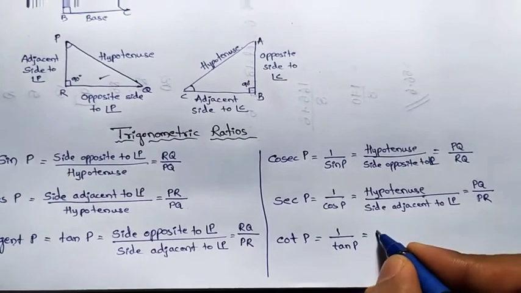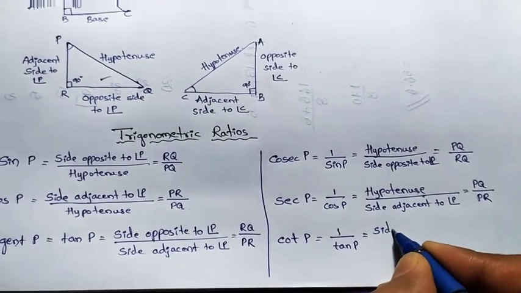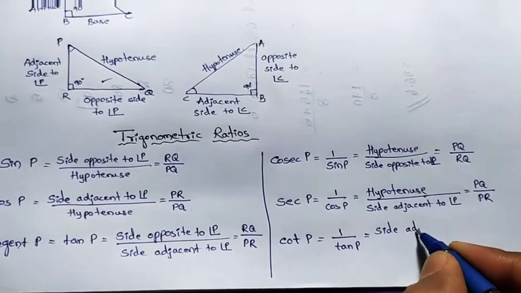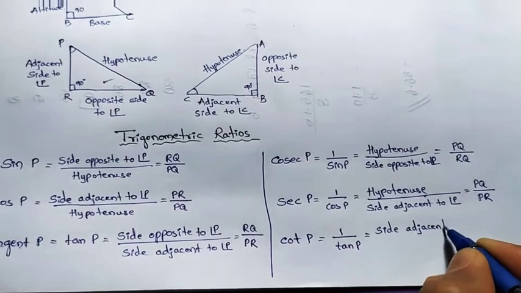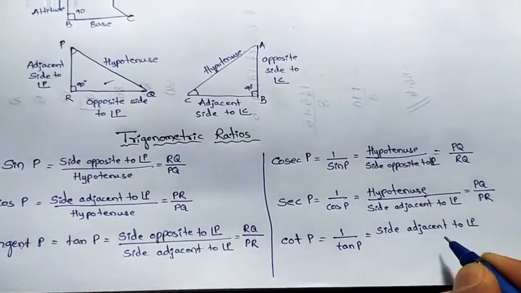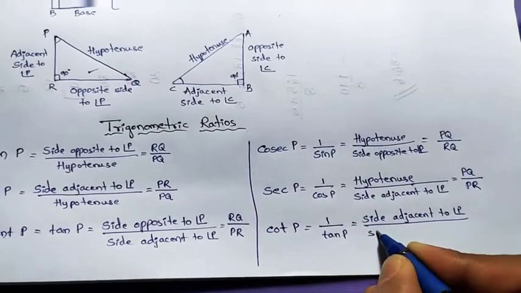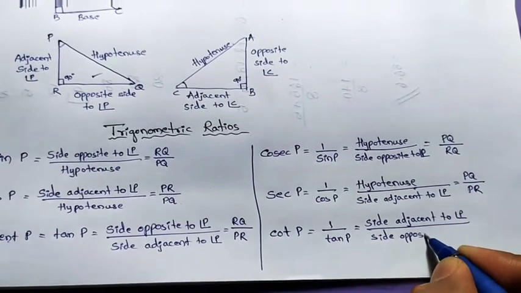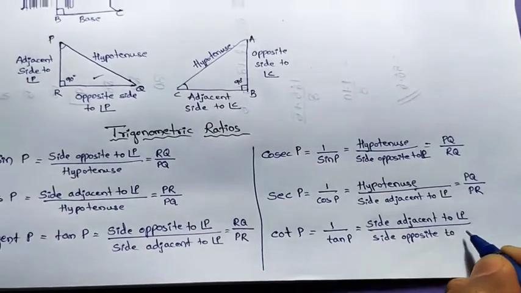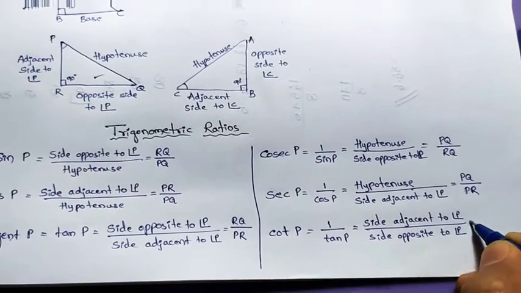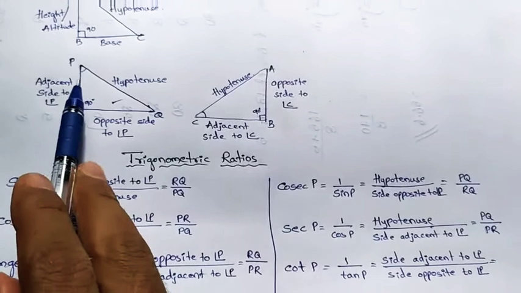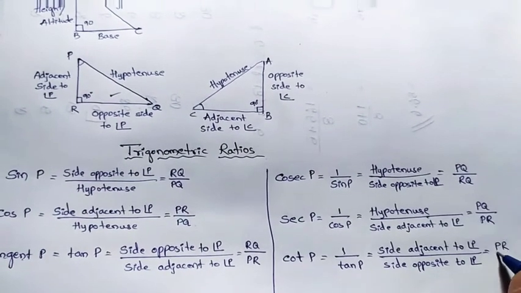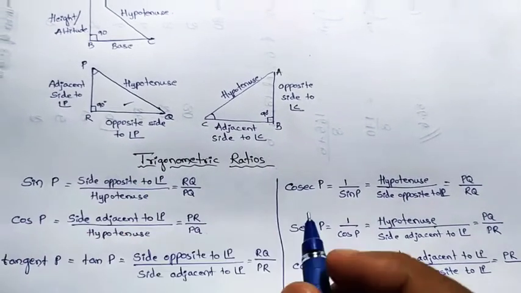So that is side... which one will you get here? Side adjacent to angle P divided by side opposite to angle P. Okay, what is adjacent here? Adjacent is PR, and opposite is RQ.